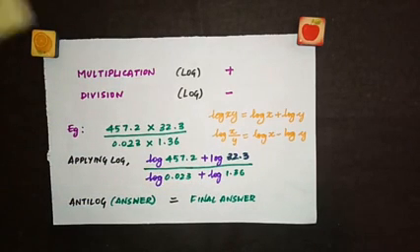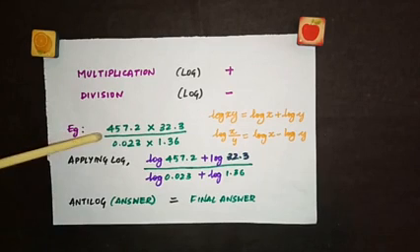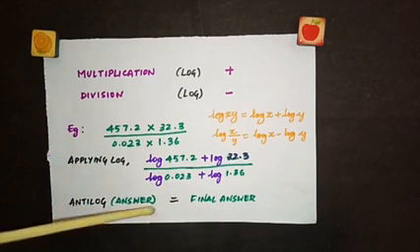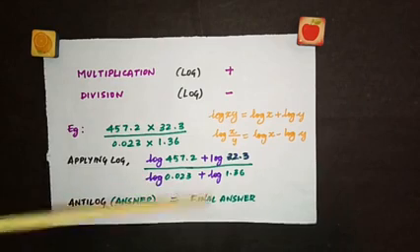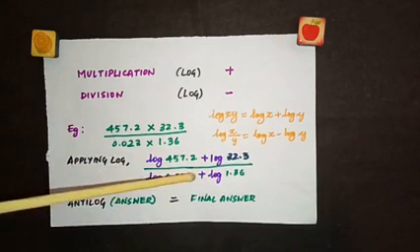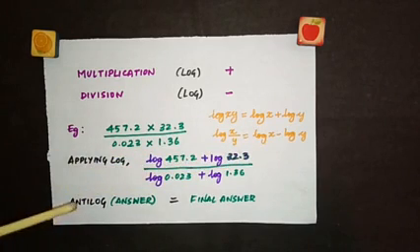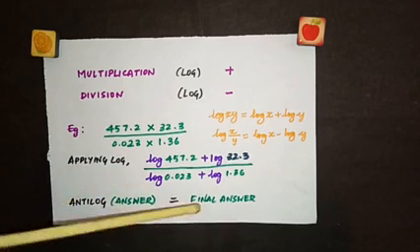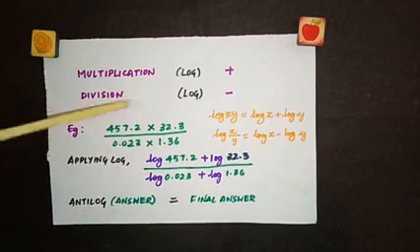But the thing is, in the question given, log is not given. We are actually applying log. So at the end, we have to cancel that log. For that reason, you will take the anti-log of the answer so you could get the final answer. So after adding and subtracting, you will get an answer, and take the anti-log of that answer to cancel the log you have applied in the beginning, so that you could get the final answer of this calculation.